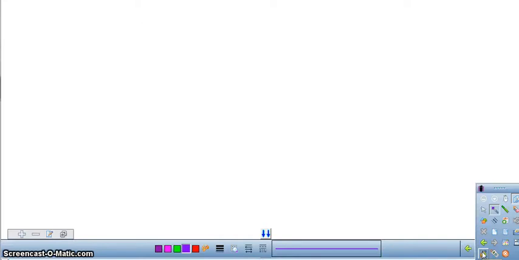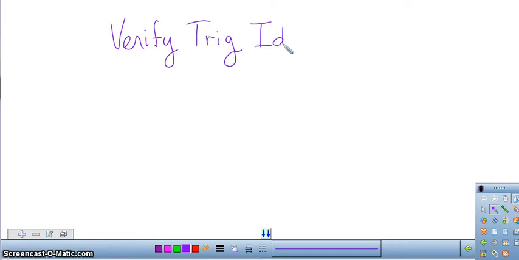Okay, so today we're going to look at verifying trig identities again. We're going to call this day 2. What happens from day 1 to day 2 is that we may have to change both sides of the equation, so that we can show that one side equals another side, or maybe we don't. So let's look at this one here.